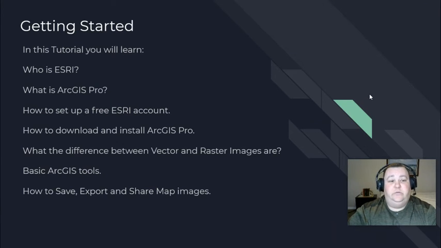So in this tutorial, you will learn who Esri is and what ArcGIS Pro is. You're also going to learn how to set up a free Esri account, and how to download and install ArcGIS Pro. You will learn the difference between a raster image and a vector image and why that's important in ArcMap. And you're going to learn how to use the basic ArcGIS Pro tools so that you can create your own map. And then finally, you're going to learn how to export and share map images, and how to save them on your computer for access later on.